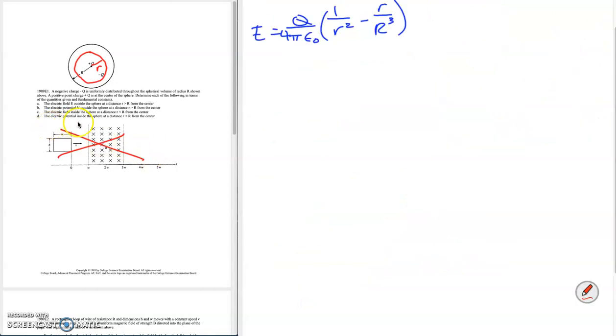Part D, the electric potential inside the sphere at that distance. Okay, now to get the electric potential inside the sphere, we're going to have to play the game that we played in class as we were discussing this. We're going to have to go a very far distance away, walk to the surface of the sphere, and then once we've gotten to the surface of the sphere, go into the sphere. Because again, the potential is more like climbing a mountain.